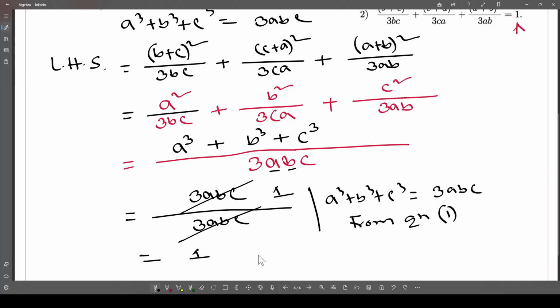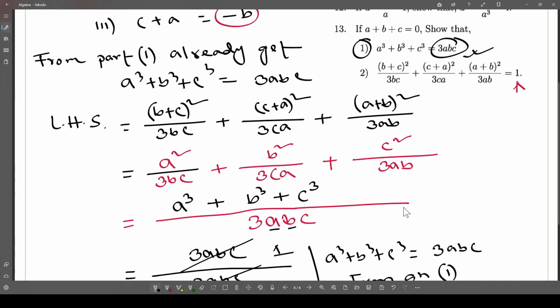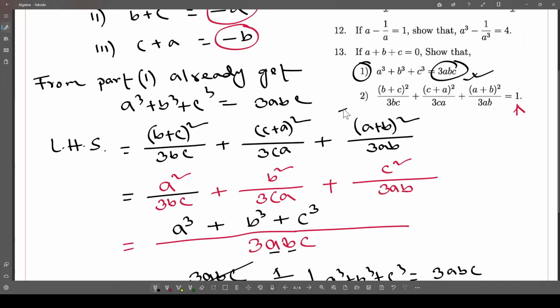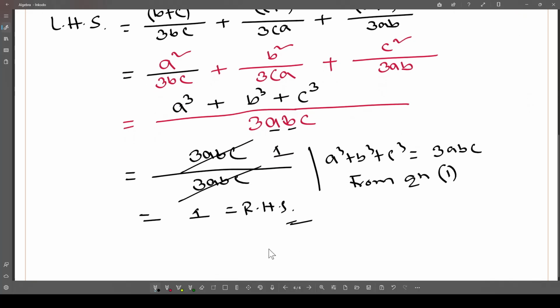So we can write the answer, it should be the right hand side. Okay, our solution is done, it's proved. Look, b plus c whole square divided by 3bc, c plus a whole square divided by 3ca, plus a plus b whole square divided by 3ab equals 1. We proved that this is 1.